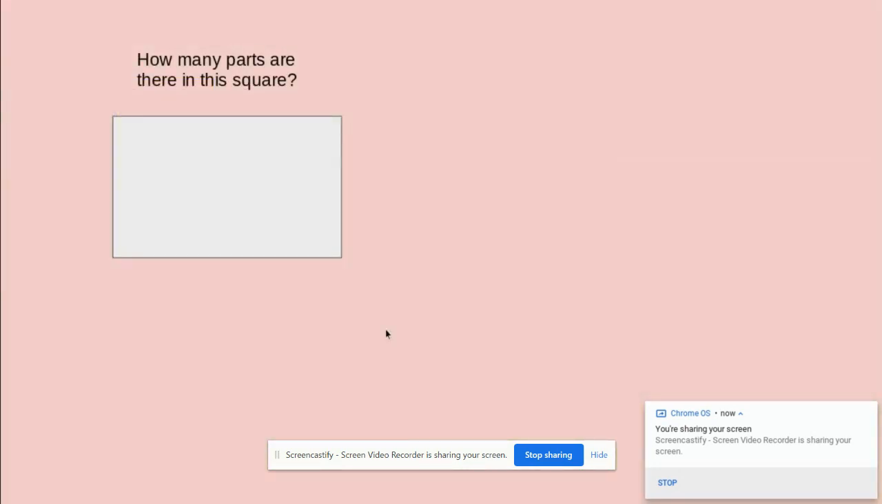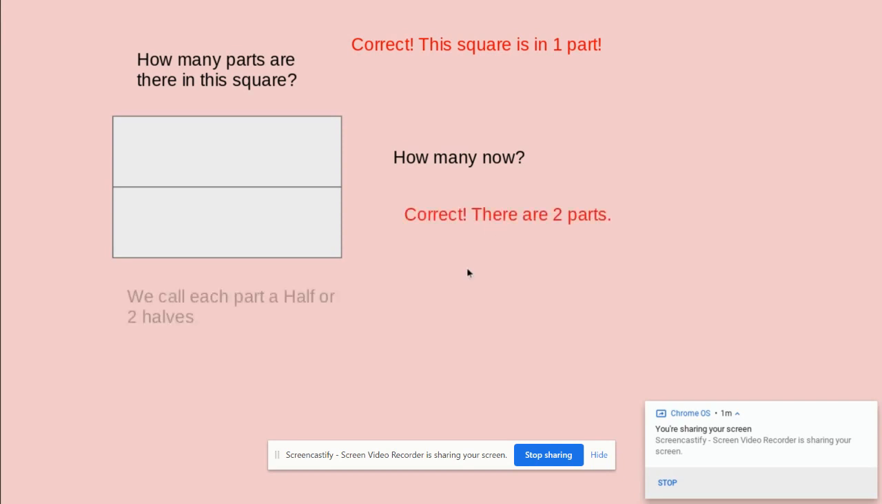So let's take a look at what we have. How many parts are in the square? Now as I look at that, it's just one part, one big square. But if I draw a line through it, how many different parts are there now? We know two. We call each part a half, or 2 halves. So 2 halves make this whole square.